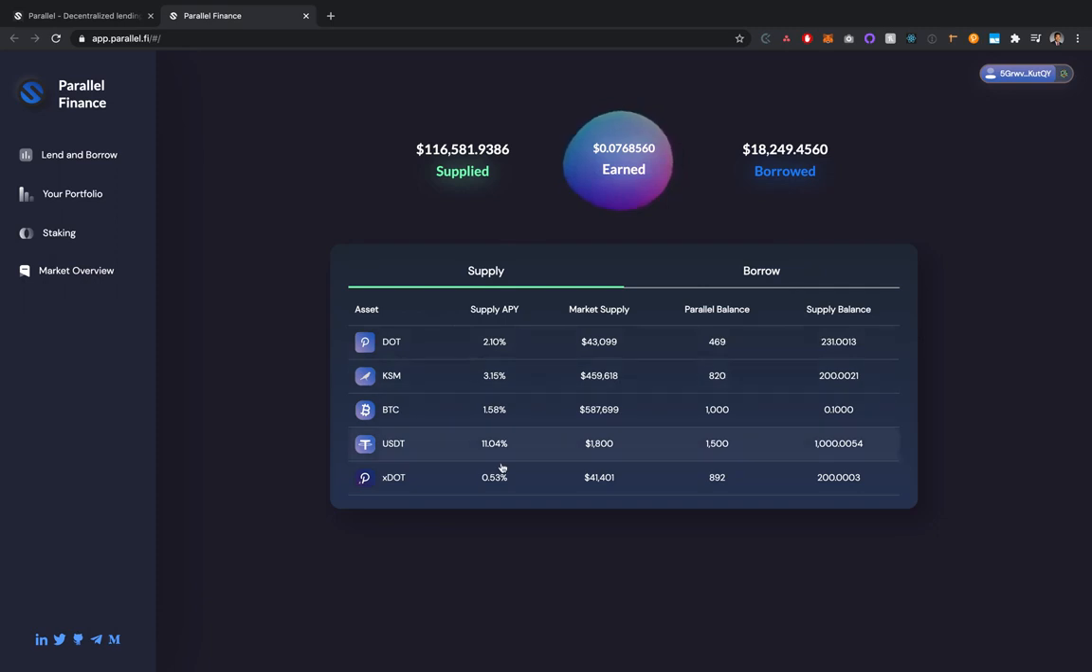On this page, we can see the supply APY of different assets. And then this is the amount supplied by the market for these different categories. This is the amount of tokens that Alice has on the parallel balance. And then this is the amount of tokens that Alice has already supplied to the protocol.